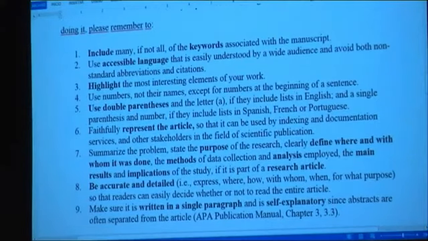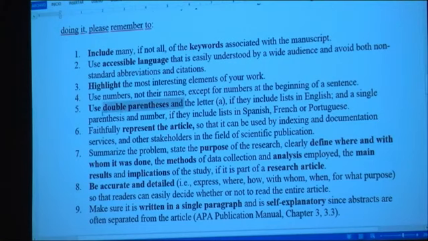So, what must they include? Keywords, accessible language, highlight the most interesting element, use double parentheses in case of... this is the guideline for the ICALA journal, but maybe in another journal, a bilingual education journal, they ask you for a different option. Maybe, sure, that's for sure. Each journal has its own way, its own style.